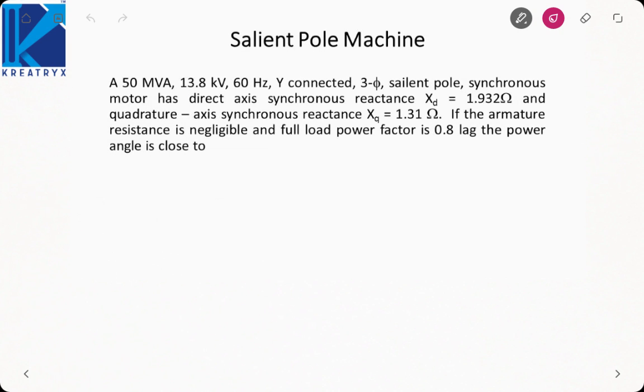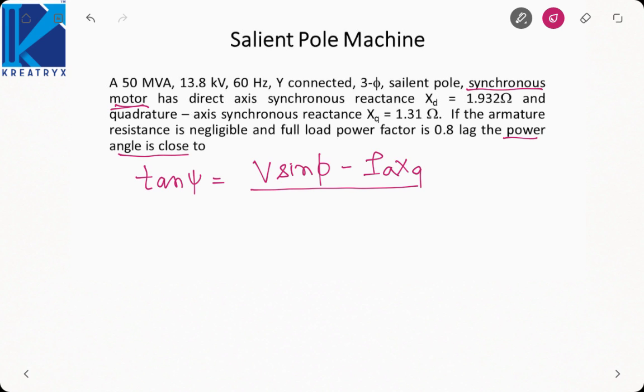The next problem is again based on salient pole machine, but now it is salient pole synchronous motor. It is asking us the power angle. So let me again apply the same formula. Tan psi, but it is motor, so I will reverse IA. It will be V sin phi minus IA Xq by V cos phi minus IA into RA.